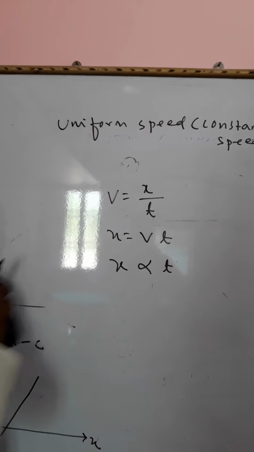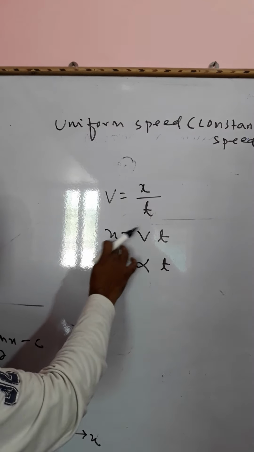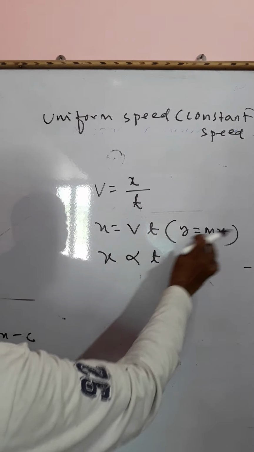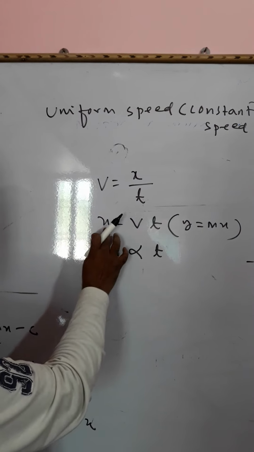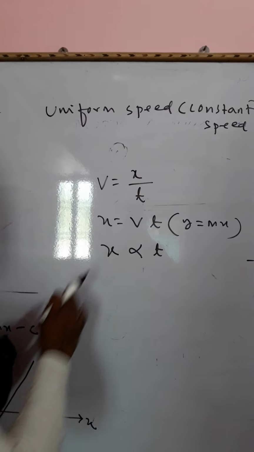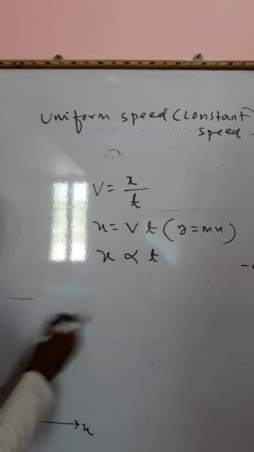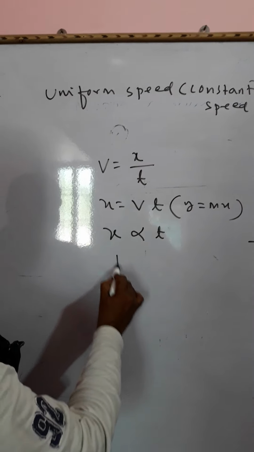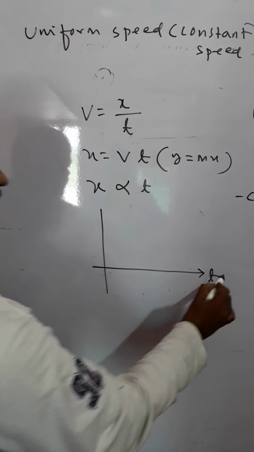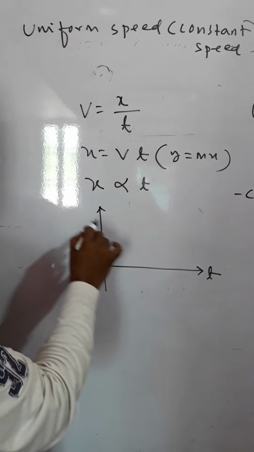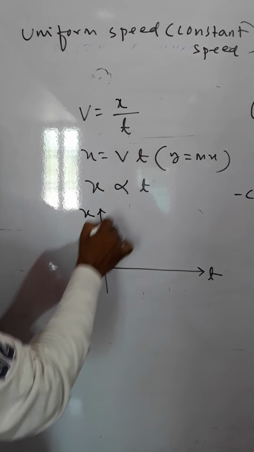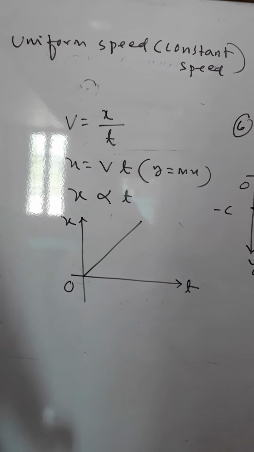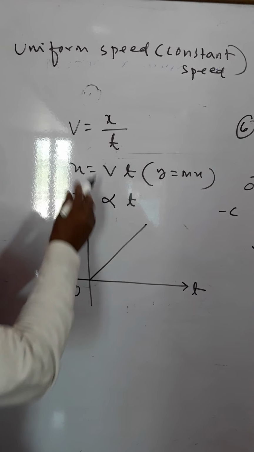You compare y equal to mx with x equal to vt. In y versus x, m is the slope. Here in x versus t, v is the slope. V is constant. So how do you draw the graph? You draw like y equal to mx. Take time along the x axis, position along the y axis, and go from the origin. Okay, this is the graph.